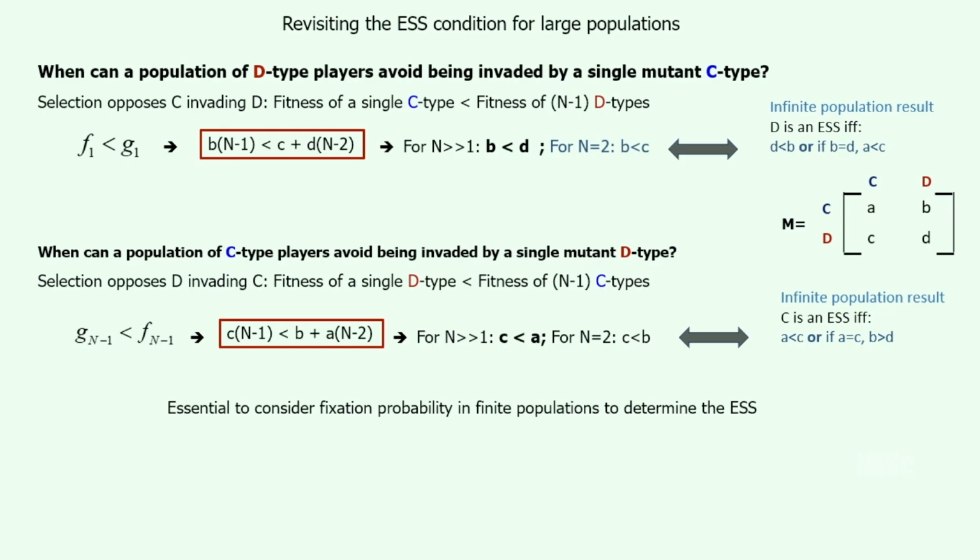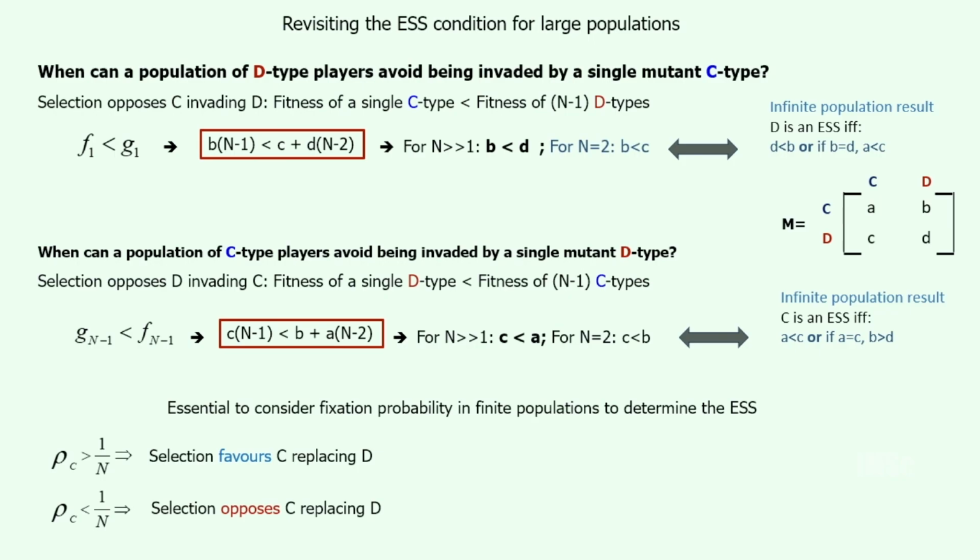And so these two conditions are completely different. So for small population sizes, the ESS condition is completely different when you just impose the condition that the fitness of a single mutant has to be smaller than the fitness of n minus 1 wild types. And similarly for this as well. Okay. So where is the catch? So what do we have to do in order to obtain the appropriate condition for ESS in finite populations?